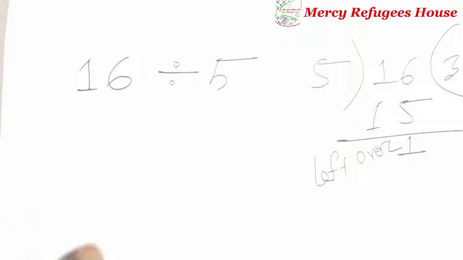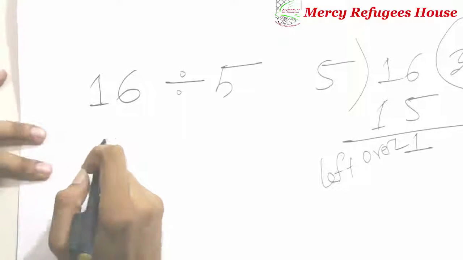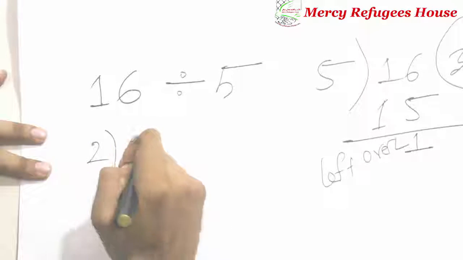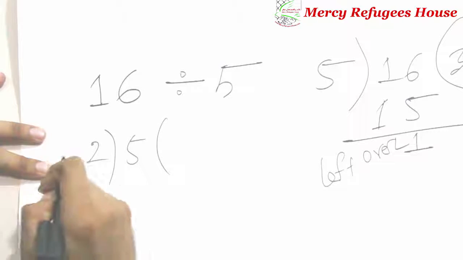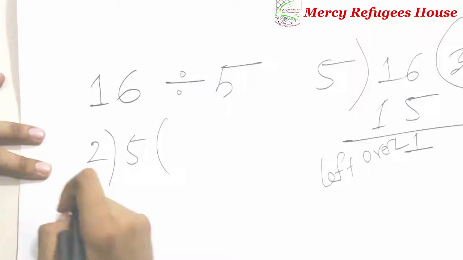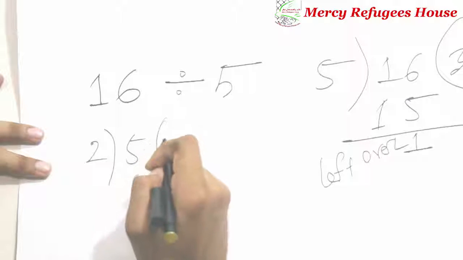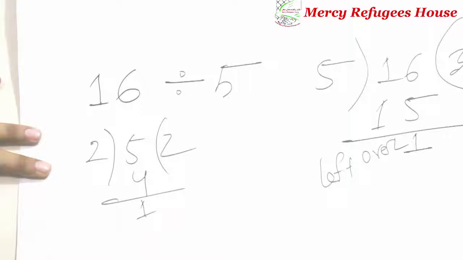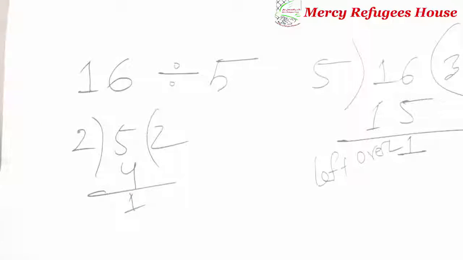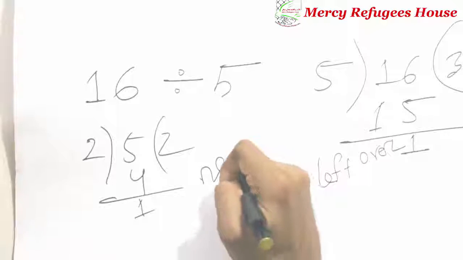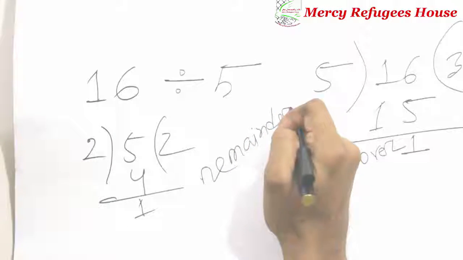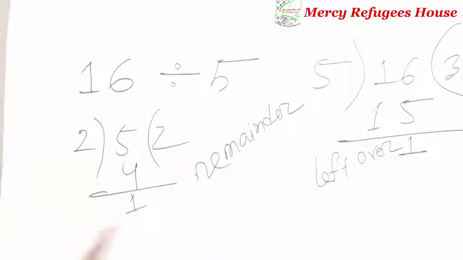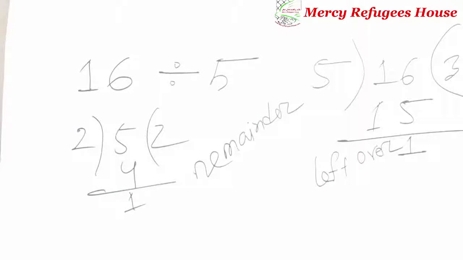Let's just go to the next section. There are some examples given. This one, 5 divides by 2. That means 2 is my divisor and the total number is 5. So we can use the multiplication table of 2. Here we get 2 times 2 equals 4 and we have a leftover of 1. Another name for this leftover is remainder. Remainder. So make sure that the student learns this word remainder.